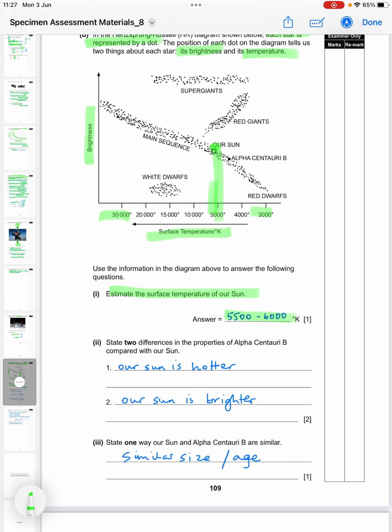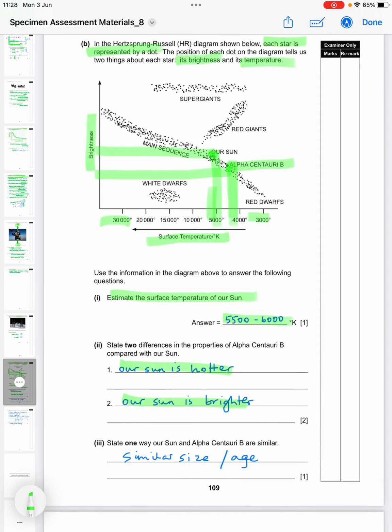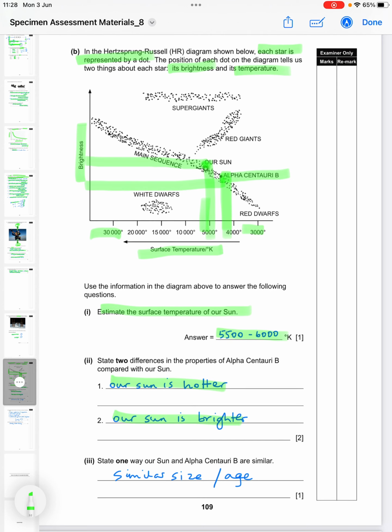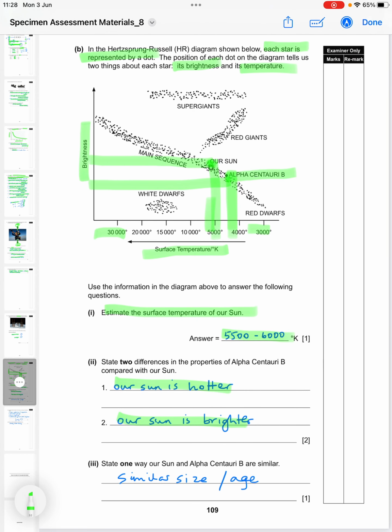State two differences in the properties of Alpha Centauri b compared with our sun. So there's Alpha Centauri b there, and it is coming in at about here in the temperature. So our sun is hotter, and then if we look at the brightness, our sun is brighter as well. And then one way our sun and Alpha Centauri are similar is that they're about the same size, or they're a similar age.